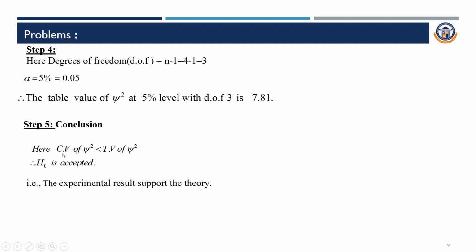Here, the calculated value is 4 point something, but the table value is 7 point something. So definitely the calculated value is less than the table value of chi-square. So H0 is accepted. That is, the experimental results support the theory.